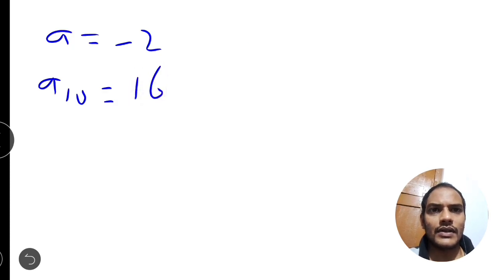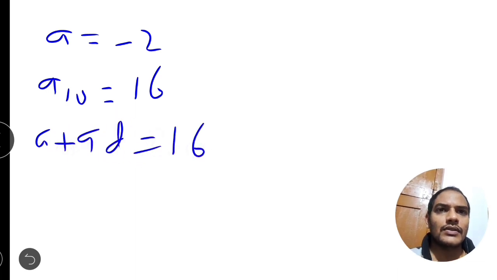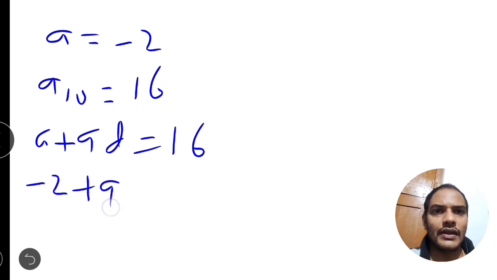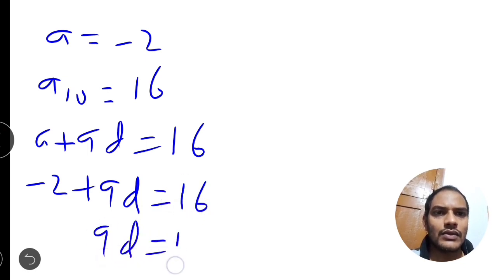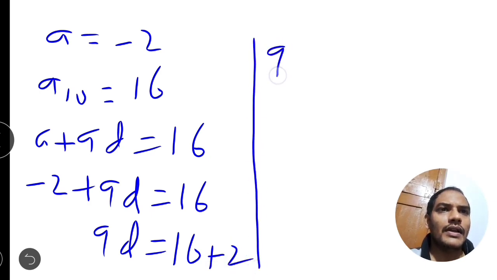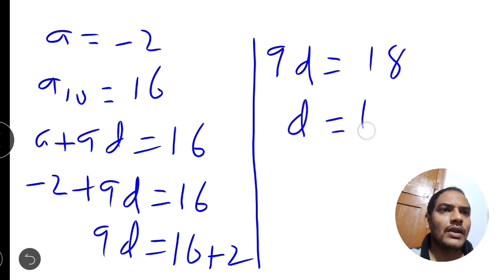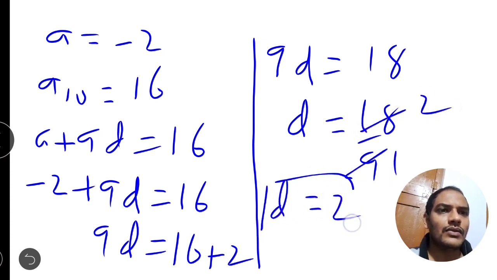As per the general form of AP, A10 = A plus 9D equals 16. Substitute the A value -2. So -2 plus 9D equals 16. 9D equals 16 plus 2, which is 18. D equals 18 by 9. So D equals 2, since 9 twos are 18. D value is 2.